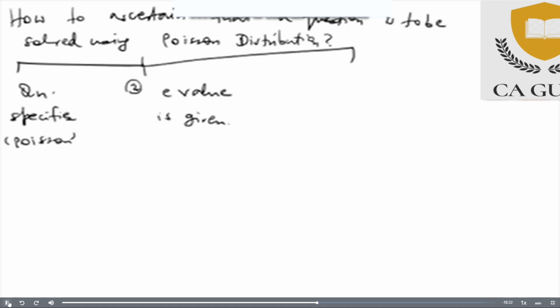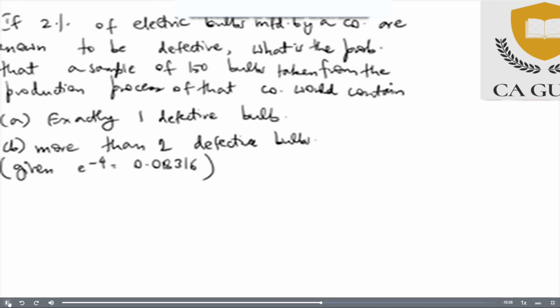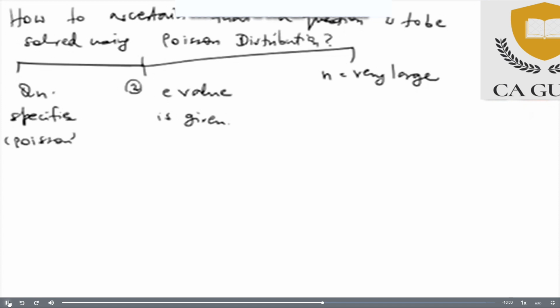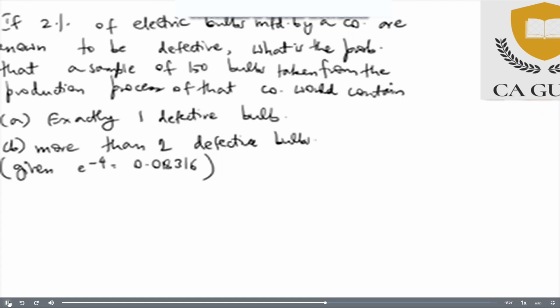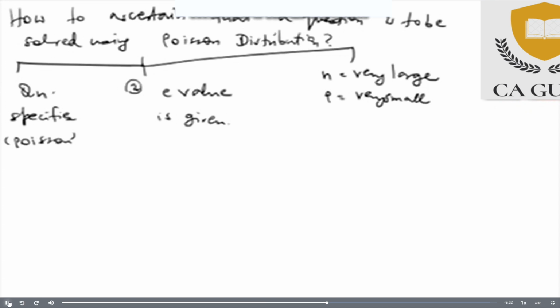Now there could be a question without any mention about Poisson and without any e value. In that case, you should see the observations in the question. If the n value is very large, like in this question 150 is a sample, and the probability is very small, like here 2% is a very small number, 0.02. So this is one more way in which you can know that it is going to be Poisson. And another thing is here n can be taken as more than 50. So in that case you apply Poisson without thinking.